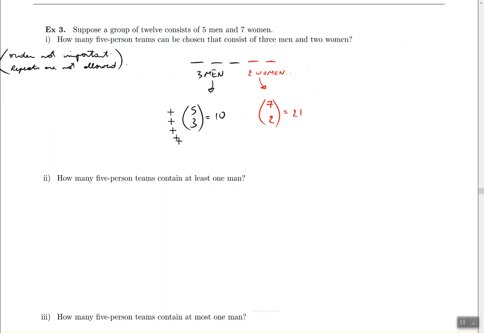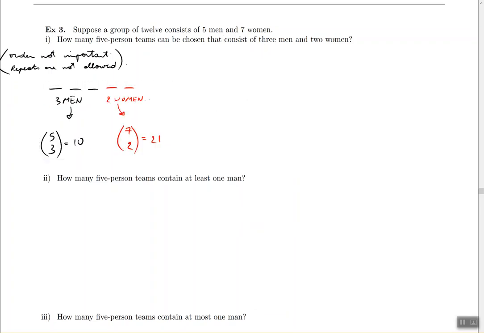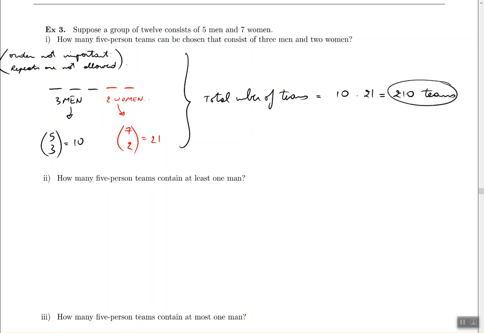But now, what's the total number of teams that can be made? So the total number of teams is going to be 10 times 21, which is 210 teams. Again, why did I have to multiply here? Why did I not add? I multiplied because every possible team of men can have 21 possible teams of women. And so again, the tree is growing, kind of like that, which means I have to multiply.